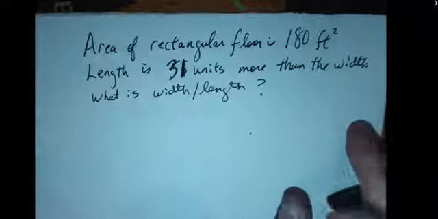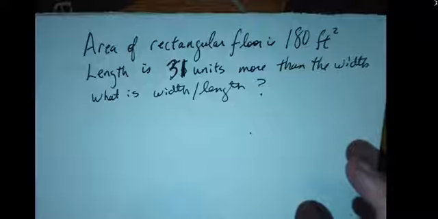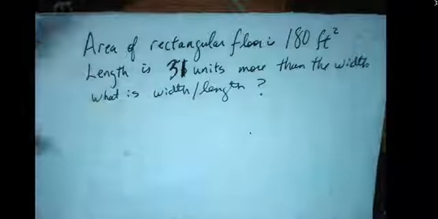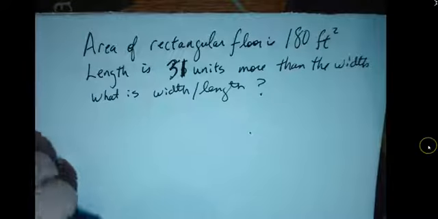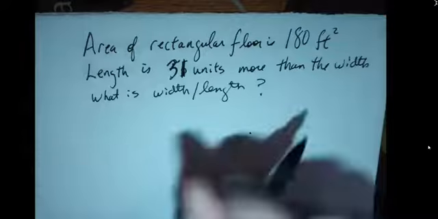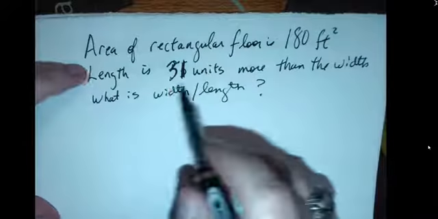Okay, this is another possibility that you could get. This time you're told that the area of a rectangular floor is 180 feet. Okay, so in that case, and the length is 31 units more than the width.